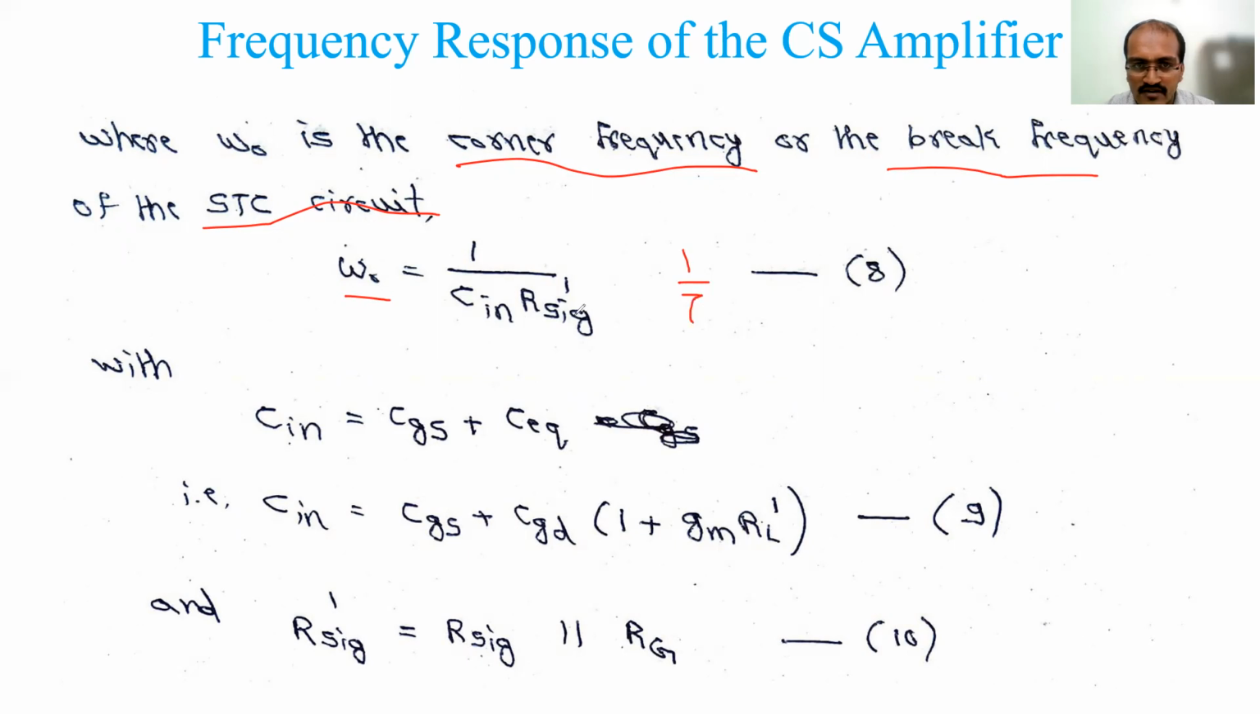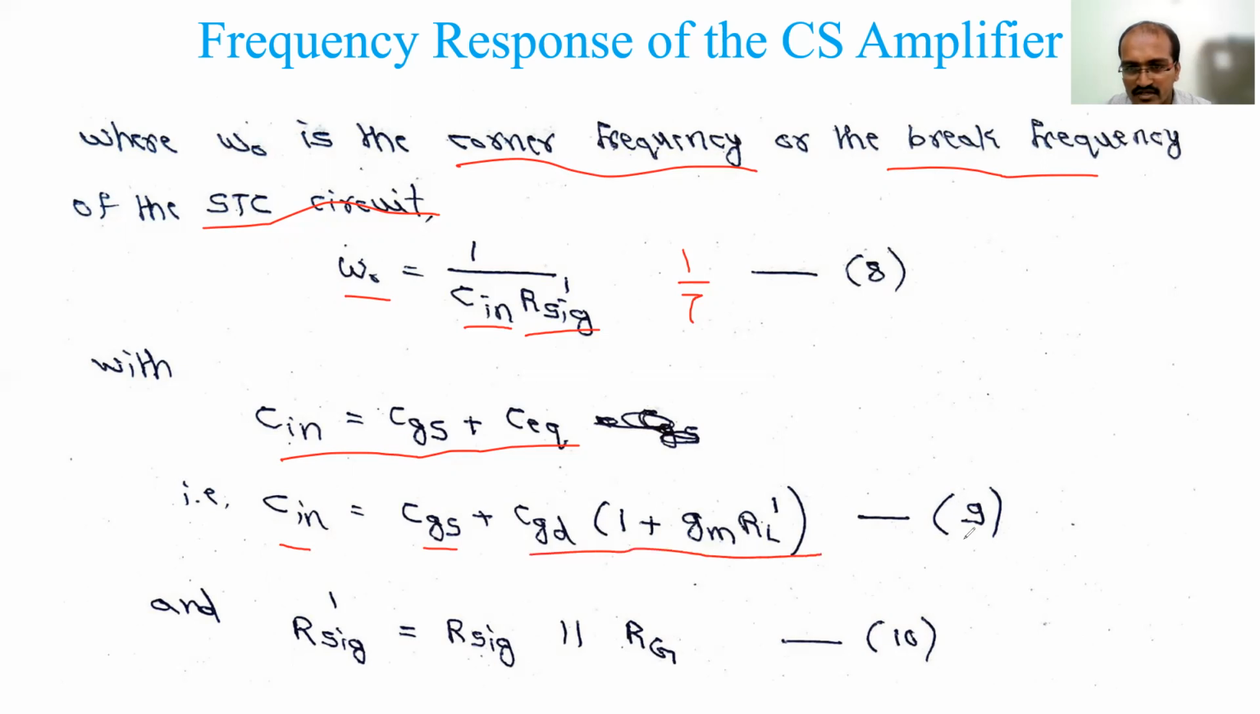What is the time constant given as? Capacitor into resistor is the time constant. So the capacitor value here is C in and the resistor value is R signal dash. That's what is written over here. C in is equal to CGS plus C equivalent from the diagram. So C equivalent plus CGS, because they are in parallel. Capacitors in parallel are just added together. So what is C in? Substituting the C equivalent value, C in is CGS plus CGD into 1 plus gm RL dash.